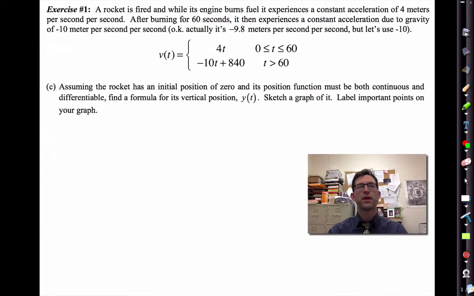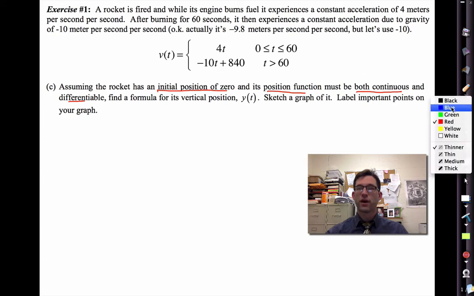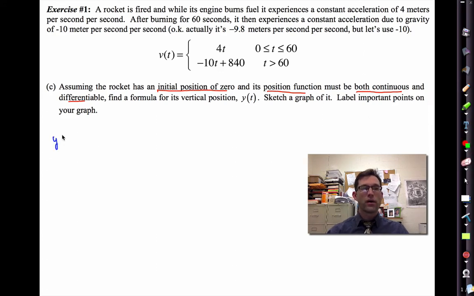All right, next page. What I've got at the top of the page now is I've just restated the problem. No big deal. And I've also included the velocity formula that we just came up with. I wanted it sitting here on the page because we'll need it. It says, assuming that the rocket has an initial position of 0, and its position function must be continuous and differentiable, find a formula for the vertical position y of t. Well, as we know, this will be the antiderivative of velocity.